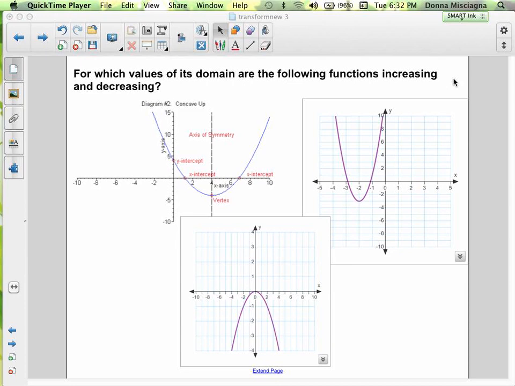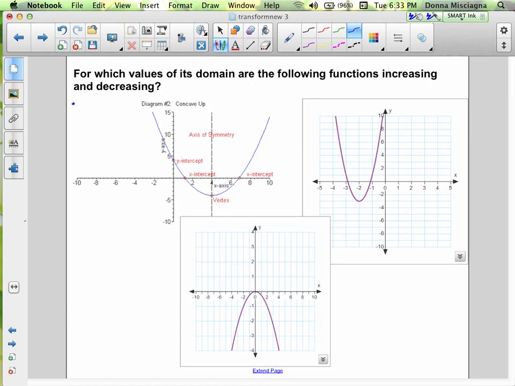So this is a topic we're going to spend a lot of time with when we get to polynomial functions next. But I'm going to introduce it with quadratic functions. And we're just looking at for which values of its domain the following functions are increasing and decreasing. And this is in your notes. First of all, some important things.